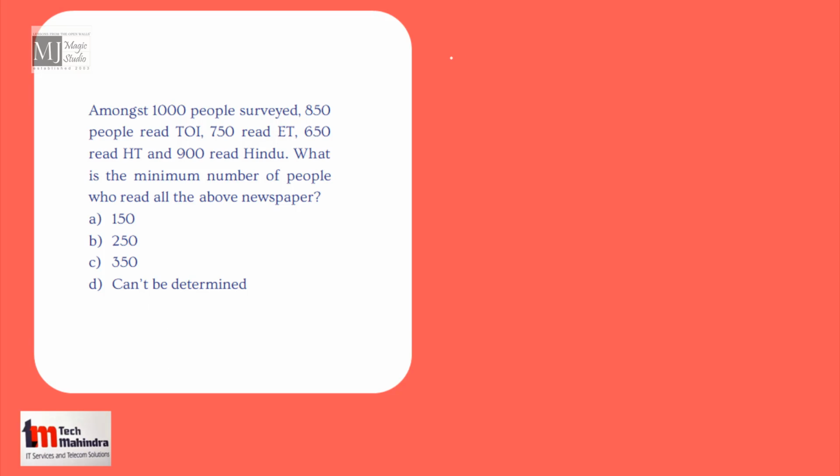Amongst 1,000 people surveyed, 850 people read TOI, let it be A, 850 people. 750 read ET, 650 read HT, and 900 have read Hindu. So let me call them B, C, and D. What is the minimum number of people who read all the above newspapers?